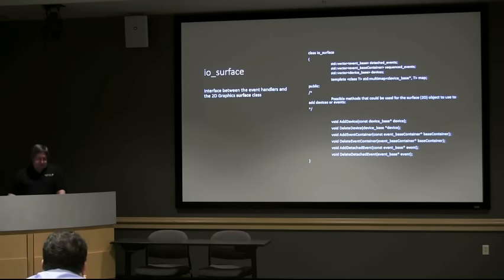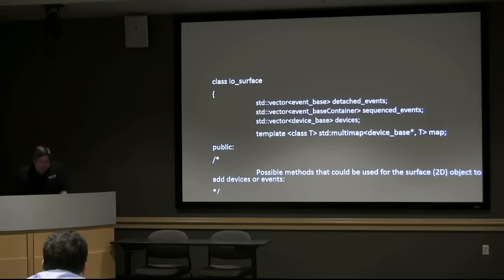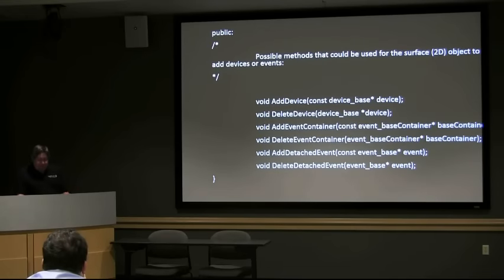So like I said, we needed to get an interface between the surface and the event handling. So we created an interface object, called IO surface, which would contain a list of event-based containers and devices, and also map a multi-map device to either an event-based or event-based container. And then we would have our particular functions to add a device or event container or an event.